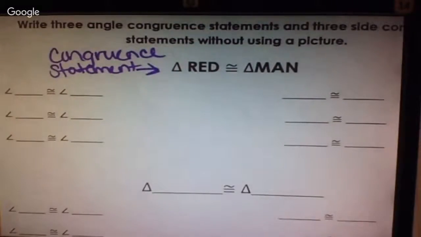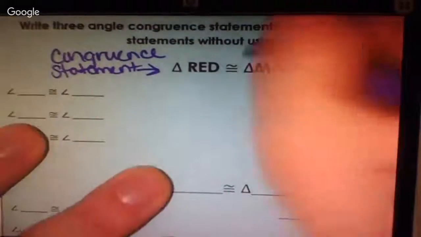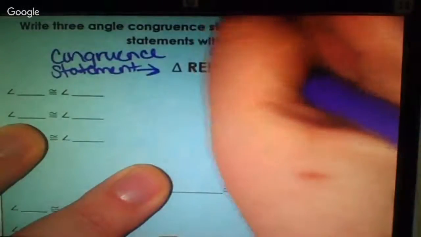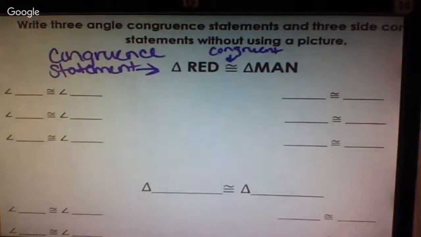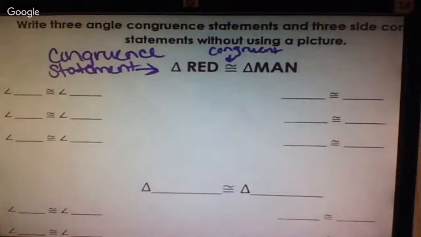Okay. This is a congruent statement. This says that triangle RED is congruent. So if you didn't know what this symbol meant, this means congruent. So triangle RED is congruent to triangle MAN. It is very important that you pay attention to the way you write your congruent statements, because your congruent statement tells you what angles are equal and what sides are equal, depending on the order that they put it in.